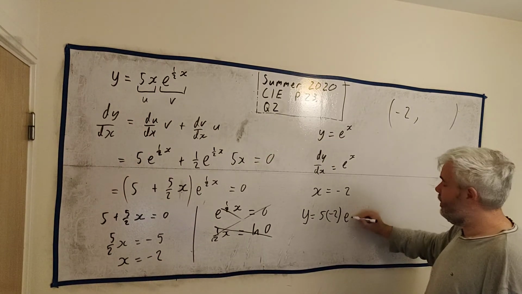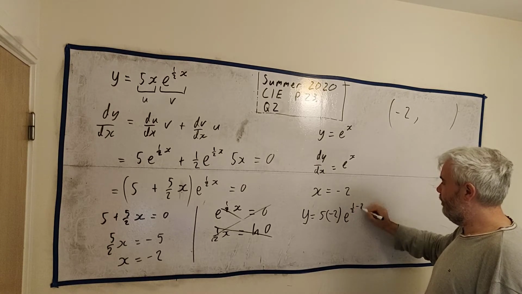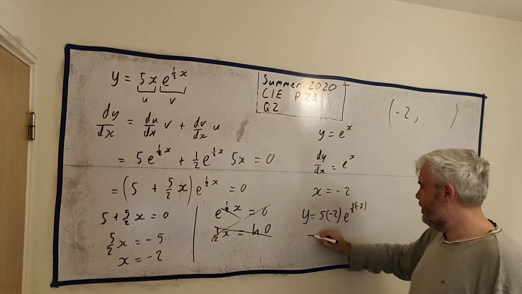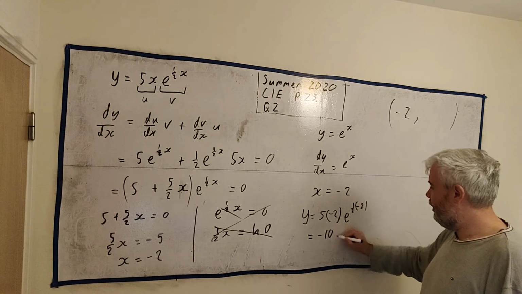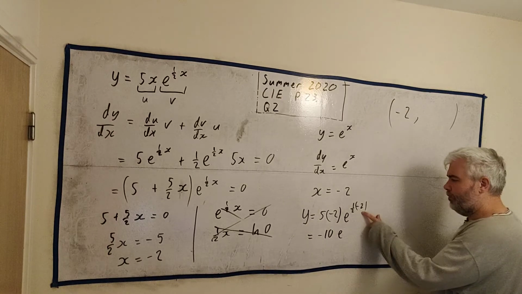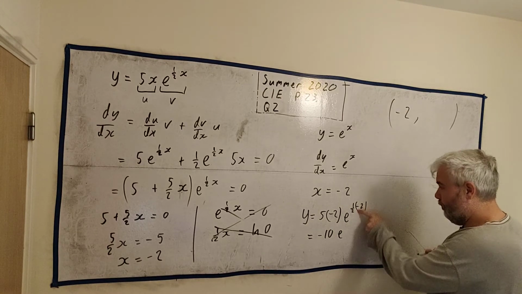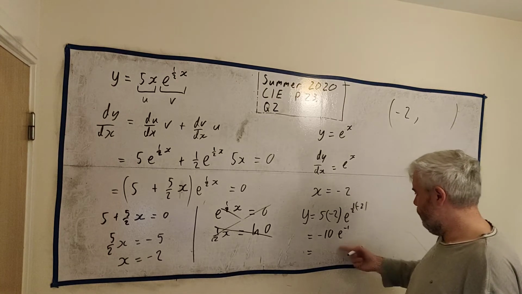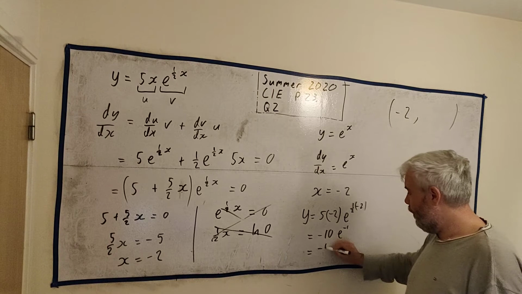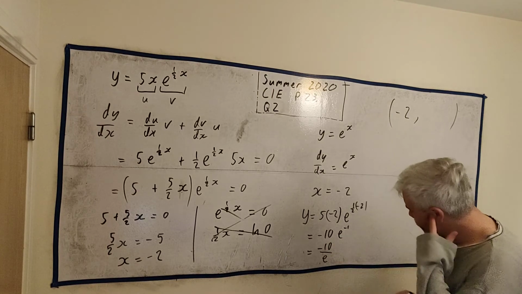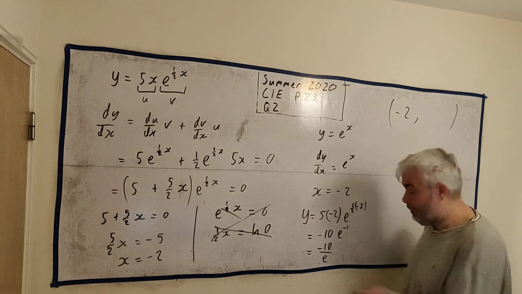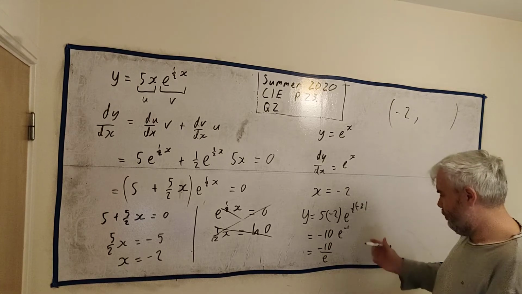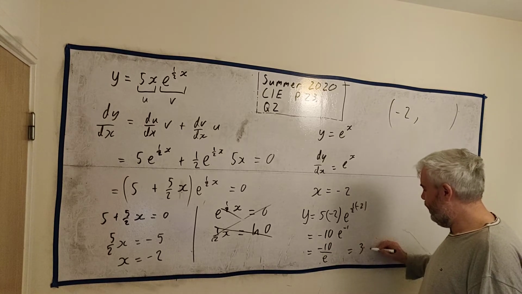Minus 2e to the power of a half times minus 2. Let's clean this up. We get minus 10. Half multiplied by 2 is 1, or minus 1 in this case. Minus 1, that's equal to, we'll leave it like that if you want, or minus 10 divided by e. Now, another mistake students made is they put this into a calculator, and I'm not sure what they get, like 3 point something.